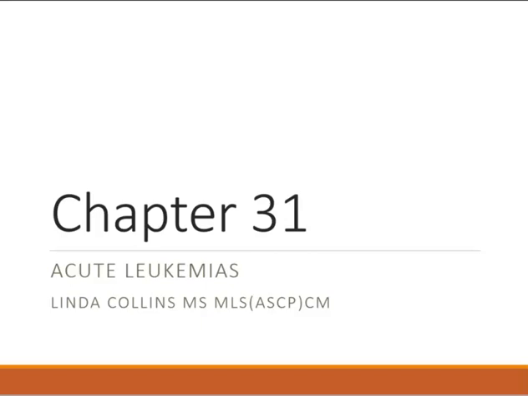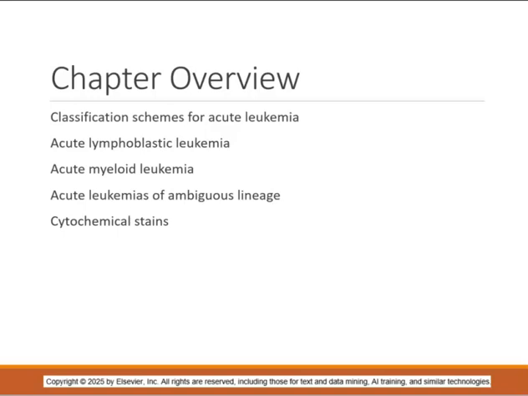Chapter 31, Acute Leukemias. So we'll go over the different classifications of the type of acute leukemias. There's acute lymphoblastic and acute myeloid leukemias, and then there's one where we're not quite sure where it comes from. That's called ambiguous lineage. And then cytochemical staining.